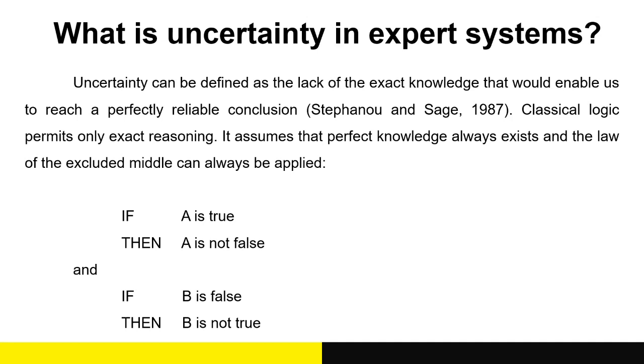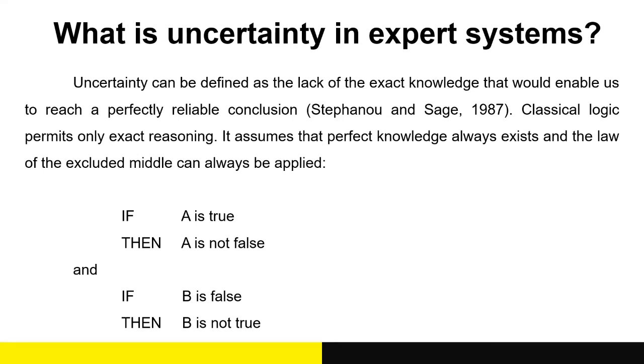What is uncertainty in expert systems? So according to Stefano and Sage in 1987, uncertainty can be defined as the lack of the exact knowledge that would enable us to reach a perfectly reliable conclusion. So basically, uncertainty refers to a situation where we do not have complete information. So kung uncertain po tayo, then we are not entirely sure about the outcome.